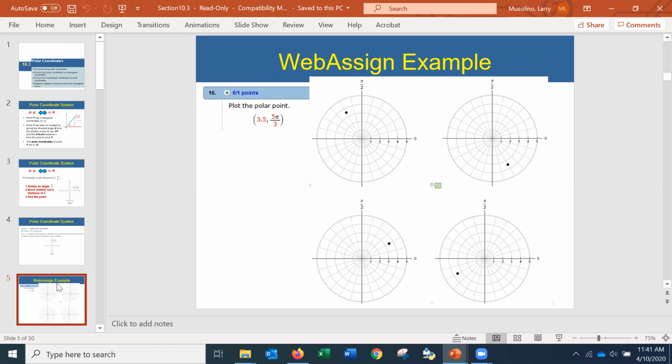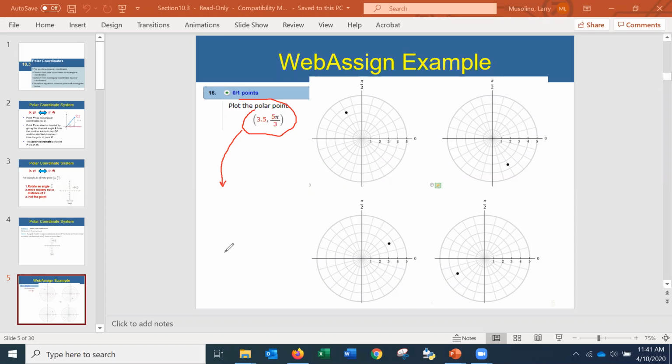It says here, plot the polar point. All right, so let me think about this. They're giving me the point 3.5 comma 5 pi over 3. Now, maybe I want to change from radians to degrees. It might be a little bit easier to work with. Let me change from radians to degrees here.